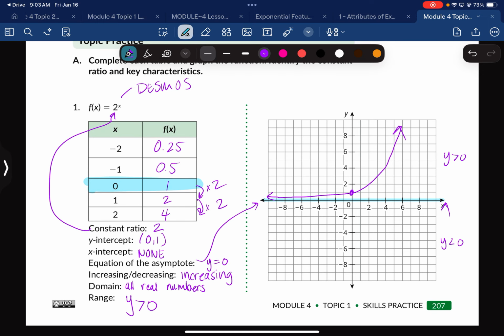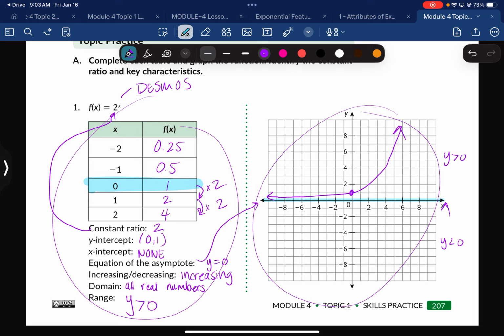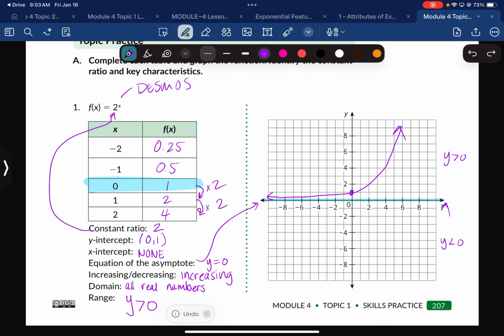I need this completed. Each problem needs to have all of this information by the time you leave my class. Hope this video is helpful.